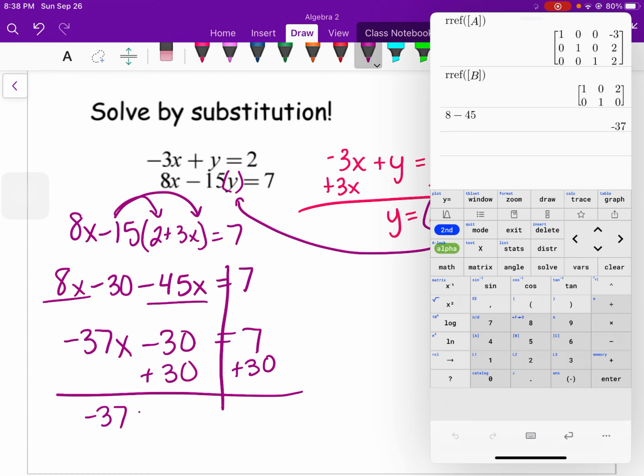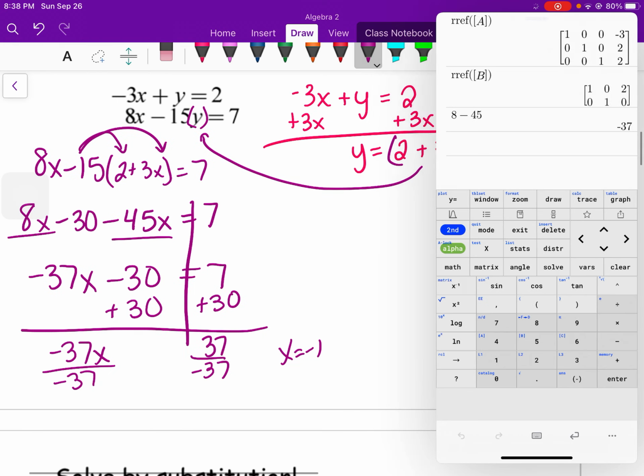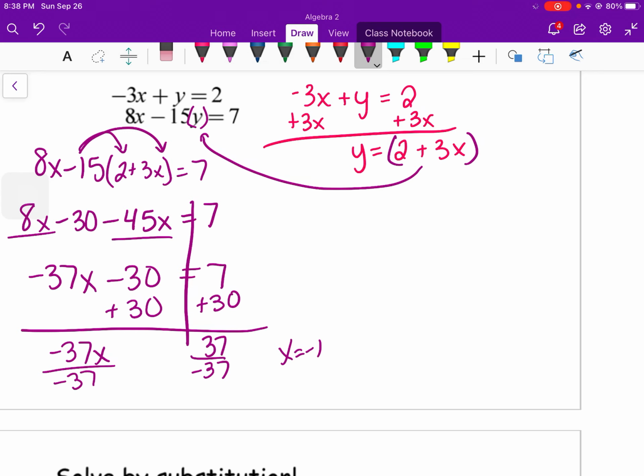We're going to get negative 37x equals 37. Divide by negative 37, and I get x equals negative 1. Then don't forget that you do need x and y. So once you get x equals negative 1, take that, plug it back up into here to solve for y.